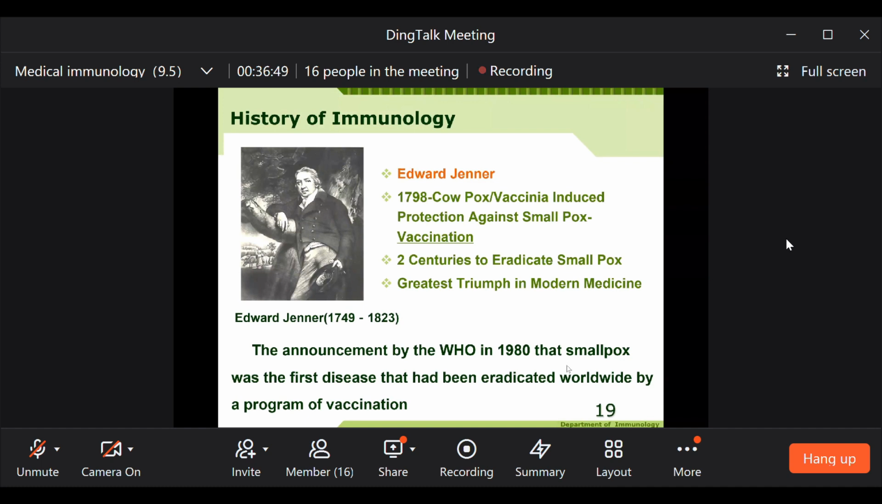So the announcement by the WHO in 1980 was that smallpox was the first disease to be eradicated worldwide by the program of vaccination.